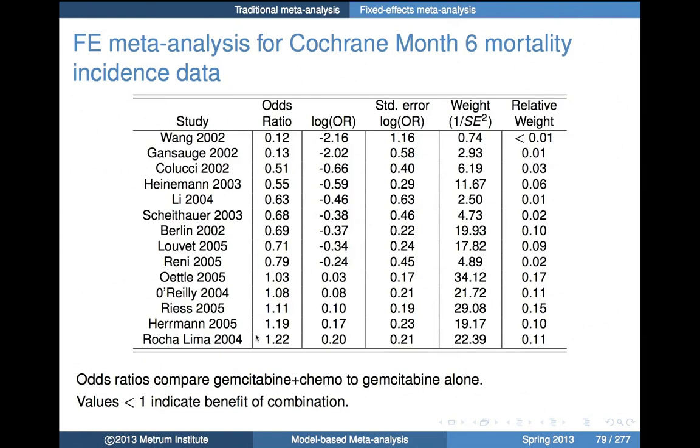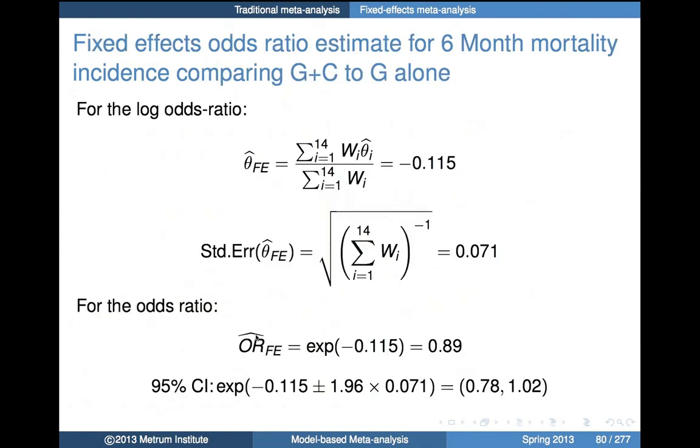So let's perform our analysis here on the log odds ratio. And in this case, we're treating the log odds ratio as continuous. So we're going to take our standard formula for the fixed effects estimator and simply plug and chug. And if we do that, we get an estimate of the log odds ratio of minus 0.115, with a corresponding standard error of 0.071.